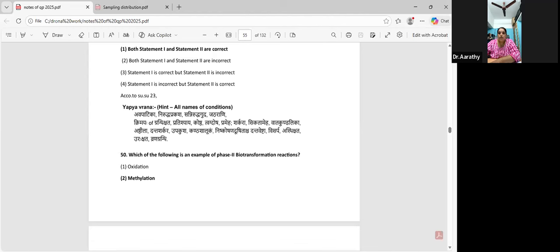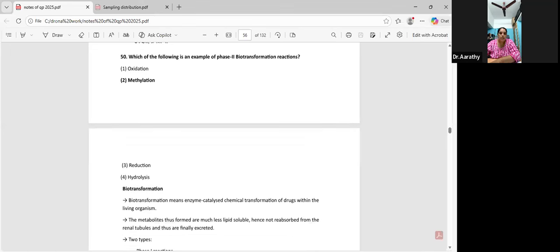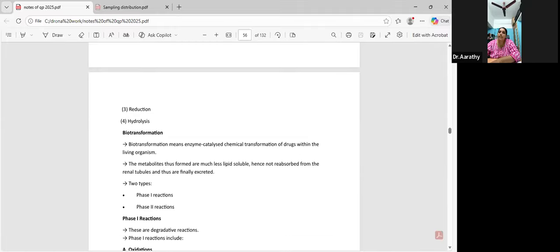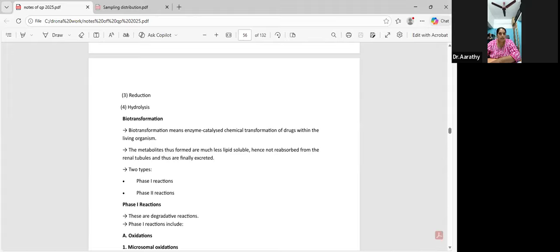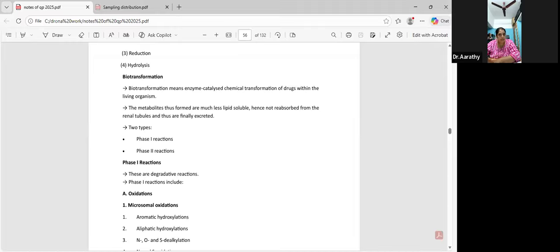Okay, 50th question. Which of the following is an example of phase 2 biotransformation reactions? It is methylation is the answer. So biotransformation means the enzyme catalyzed chemical transformation of drugs within a living organism. It is called biotransformation. The metabolites after this biotransformation are much less lipid soluble. Hence, they are not reabsorbed from the renal tubules, and thus they are finally excreted. Okay, there are two phase reactions, phase 1 and phase 2 reactions in this biotransformation. Phase 1 reactions are the degradative reactions.